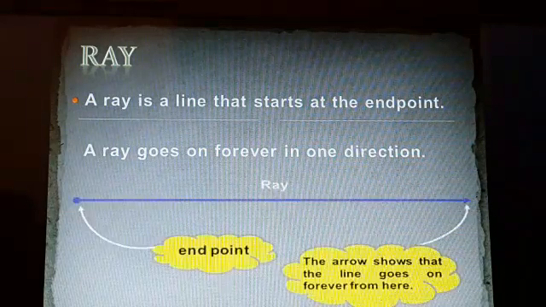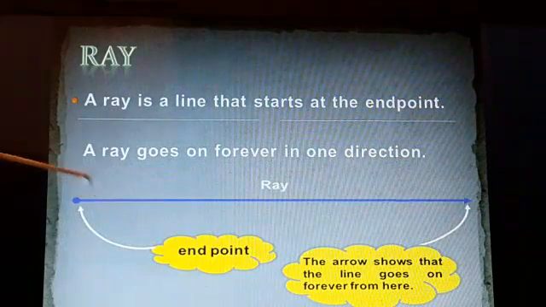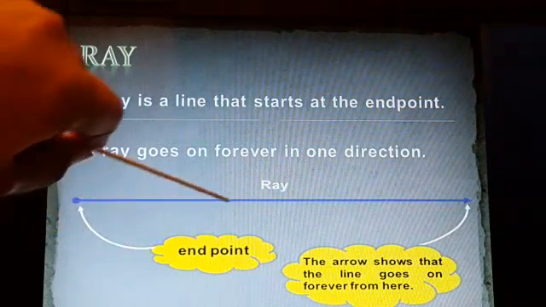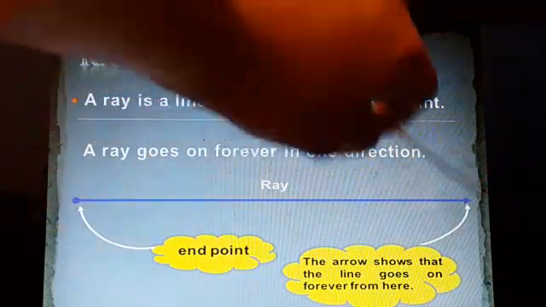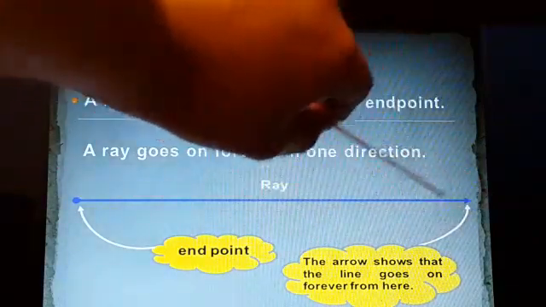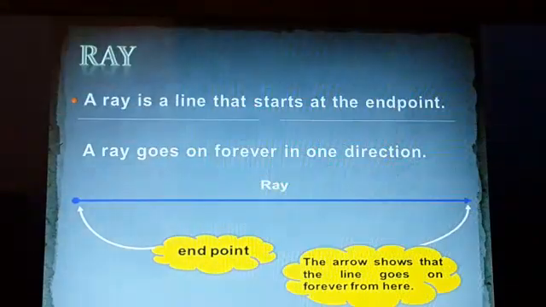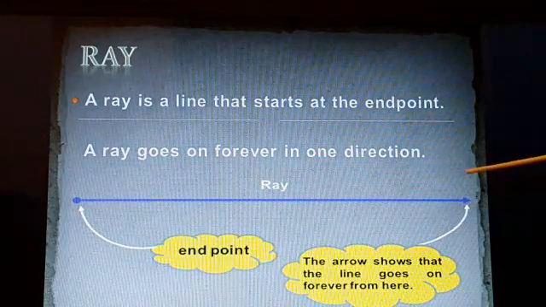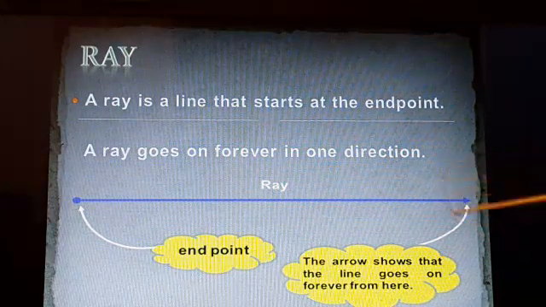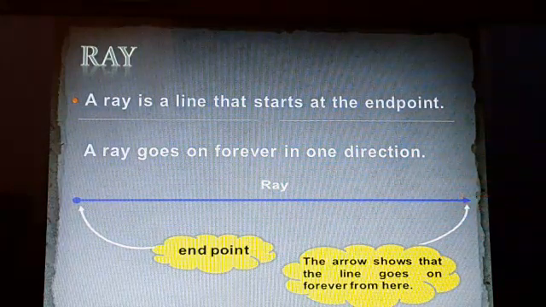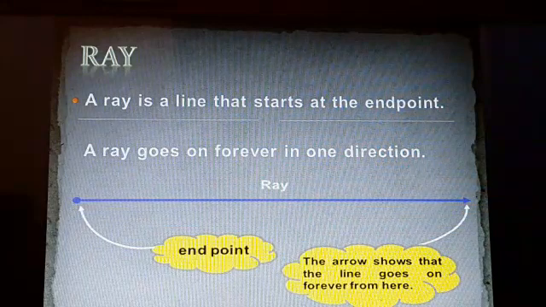Now, here is the picture for a ray. This is the end point, and the ray is going towards the right hand side. The arrowhead is showing the direction of the ray, where it is going, in which direction it is going. So this ray is going towards the right hand side. Now this is what? This is a ray.